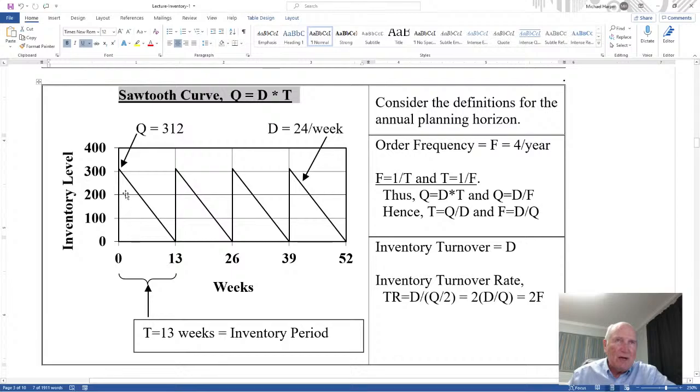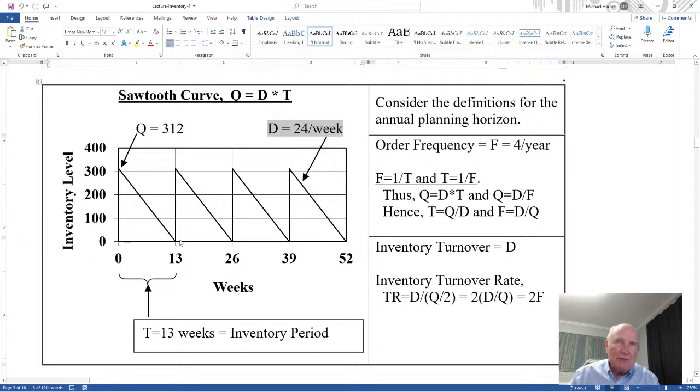Then as time goes by, demand will take items out of my inventory continuously at a constant rate, and that rate is 24 items a week. So it's continuously decreasing until it hits 0, my reorder point. Boom, I reorder again, I get 312. Then it goes away, boom, 312, boom, 312. This illustrates the sawtooth curve, where the 0 here is the reorder point, the inventory up here is the lot size Q, and the slope of this line is my demand rate of 24 items a week.